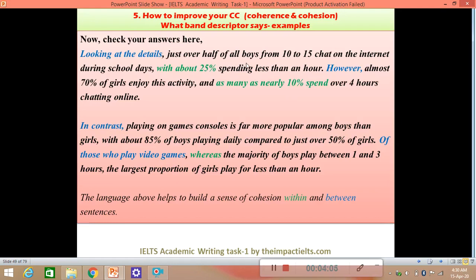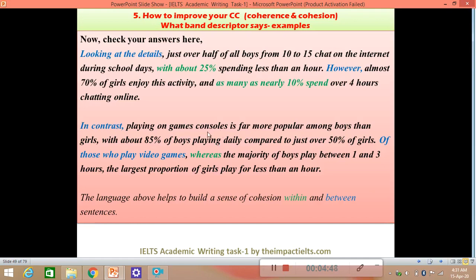Looking at the details, just over half of all boys from 10 to 15 chat on the internet during school days, with about 25% spending less than an hour. So this is within the sentence. Next sentence: however, almost 70% of the girls enjoy this activity, and as many as nearly 10% spend, so again within the sentence, over 4 hours chatting online. In contrast, so again, this is used between the sentences.